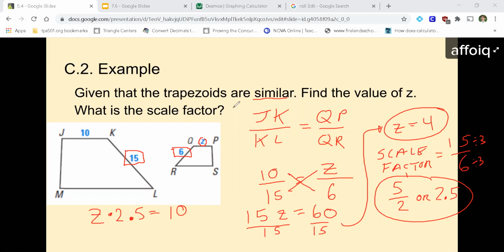So again, I did this proportion and then found the scale factor, but you could have done that in reverse and still been able to get the answer to this problem. Questions over the example, or does anybody need more time to write?